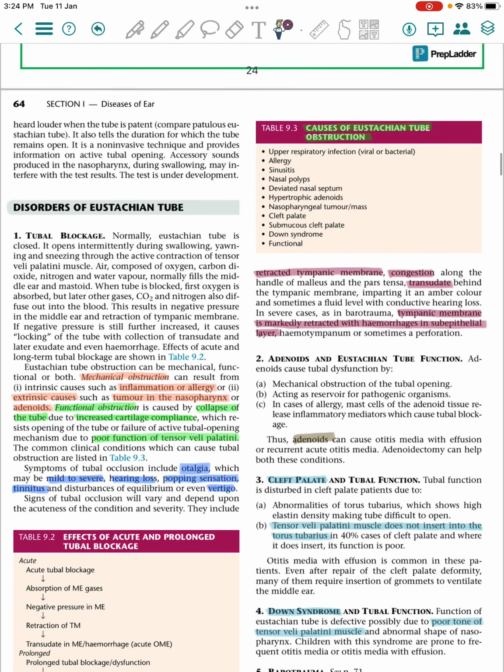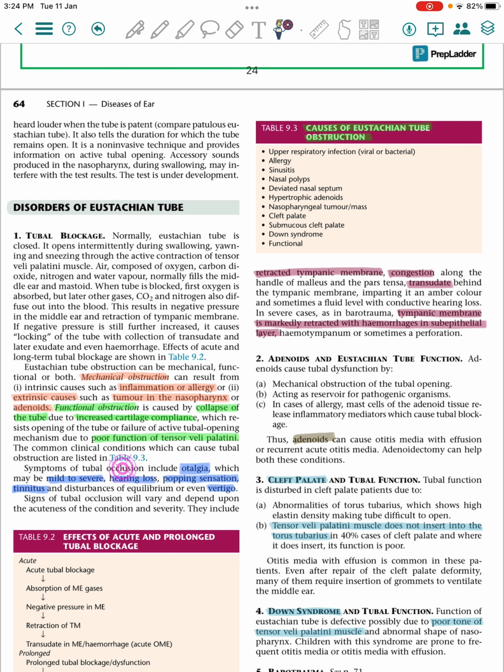Let's go through the disorders of the Eustachian tube, guys. First, tubal blockage can be either mechanical obstruction or functional obstruction. Mechanical obstruction may be due to intrinsic causes like inflammation or allergy, or extrinsic causes like a tumor in the nasopharynx or adenoids. Whereas functional obstruction is due to collapse of the tube due to cartilage compliance, or poor function of the tensor veli palatini.